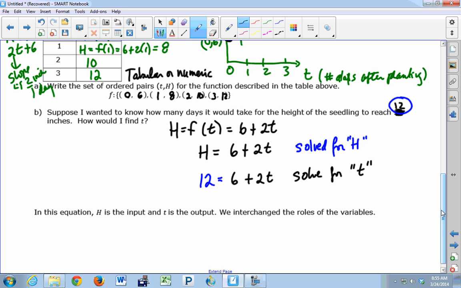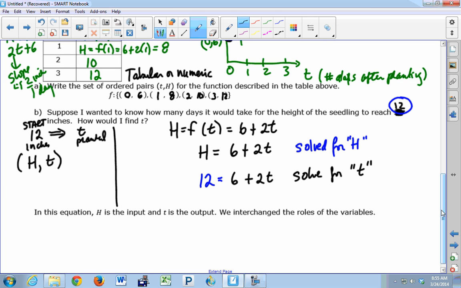To solve this equation for t, let's take a look at the steps. Over here, I'm going to do something a little different. This is my starting point now. I'm going to start with 12 inches, and I'm going to try to figure out how many days it's going to take. So now I'm going to start with the height, and you're going to give me the number of days. Okay? So let's see how we get that.